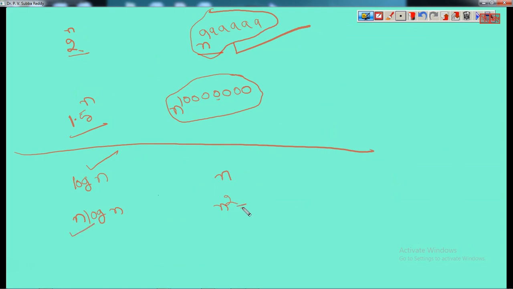Why? Because n squared can be written as n into n. Now this n gets cancelled. On one side it is log n, on the other side n. We know that log n is smaller than n.